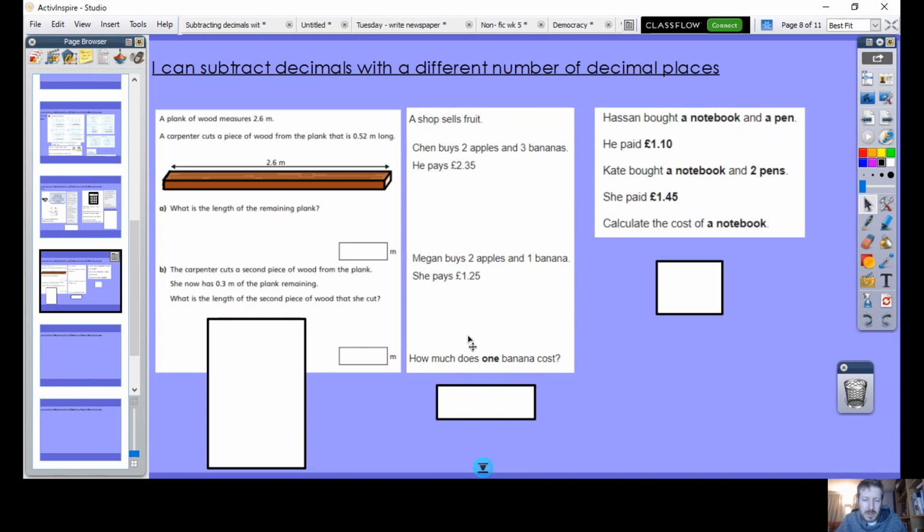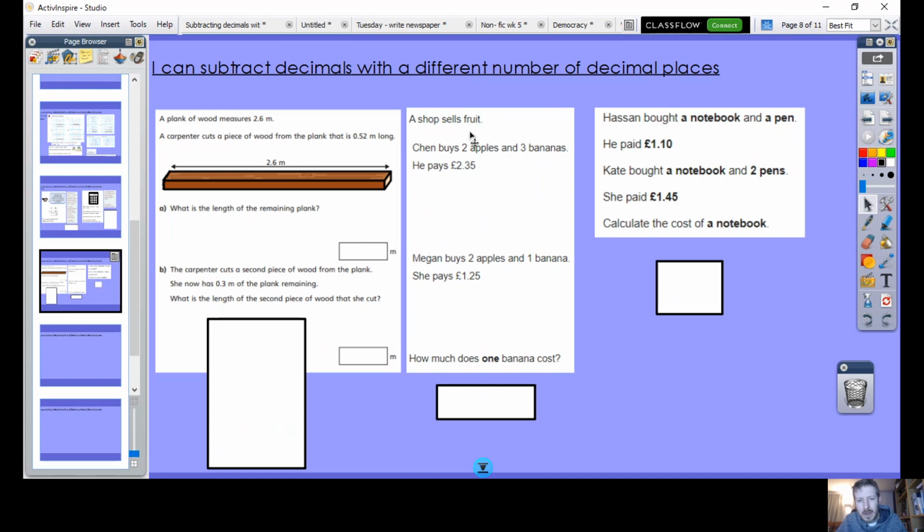Okay, and then moving on to the platinum questions. So a plank of wood measures 2.6 meters. A carpenter cuts a piece of wood from the plank that is 0.52 meters long. What is the length of the remaining plank? So think about how you would solve that bit. Then the carpenter cuts a second piece of wood from the plank. She now has 0.3 meters of the plank remaining. What is the length of the second piece of wood that she cut? So you need to use your answer from the first bit to be able to help you with the second bit.